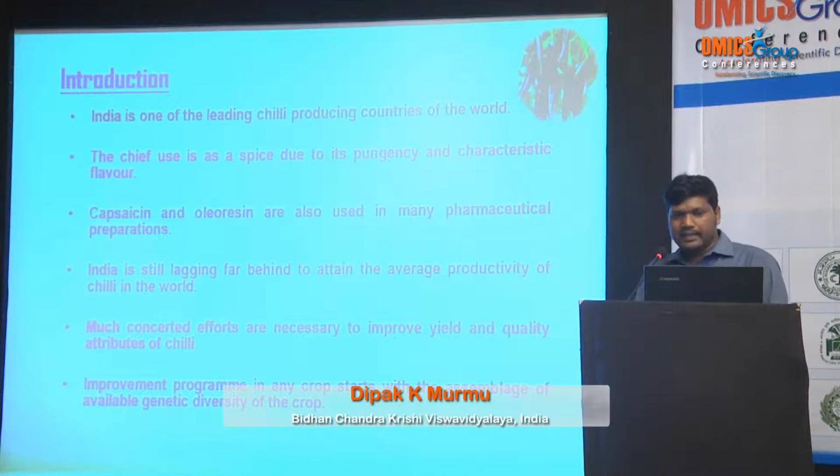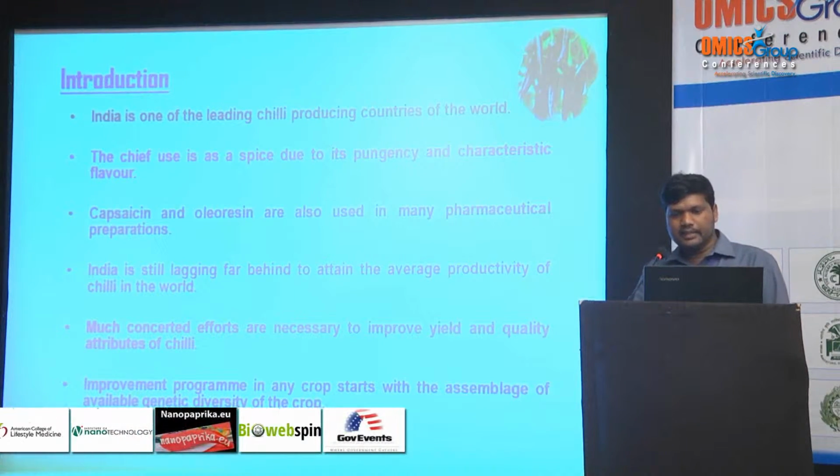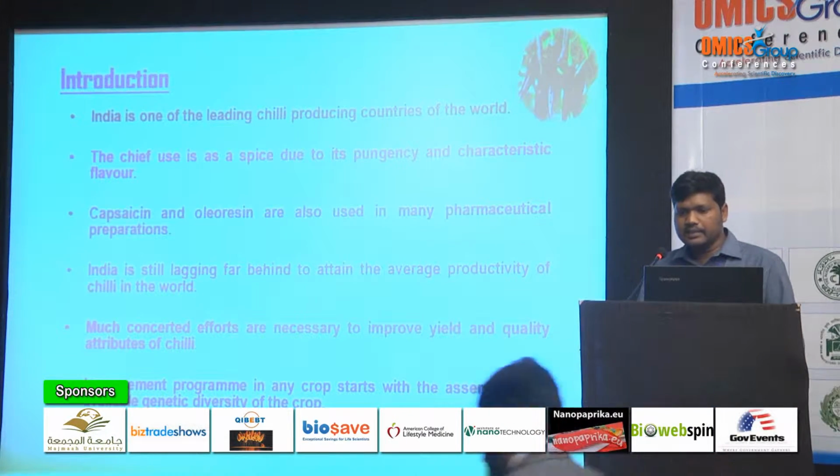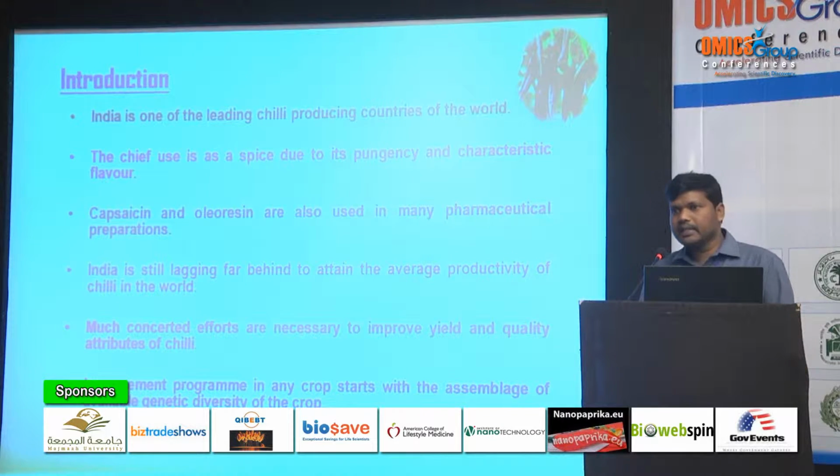Introduction. India is one of the leading chili producing countries of the world. The chief use of chili is as a spice to impart its pungency and characteristic flavor. Capsaicin and oleoresins are also used in many pharmaceutical preparations. India is still lagging far behind in attaining the average productivity of chili in the world. Much concerted effort is necessary to improve yield and quality attributes of chili.